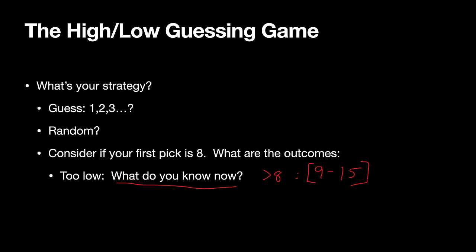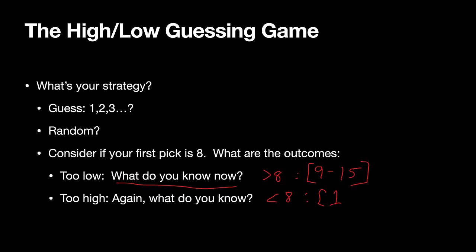On the other hand, if I told you that your number was too high, you would then know that the number was less than 8. And again, our range is 1 to 15, but now we know that it's less than 8. So now you've essentially limited your choices to 1 to 7. In either of these two cases, you've basically cut down the number of things you have to consider by half. By the way, the third option was you guessed my number and you win. Yay.